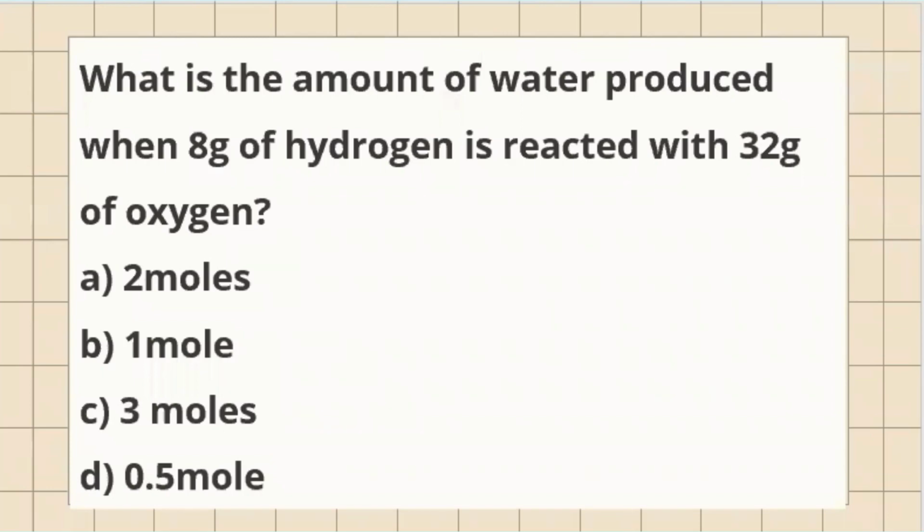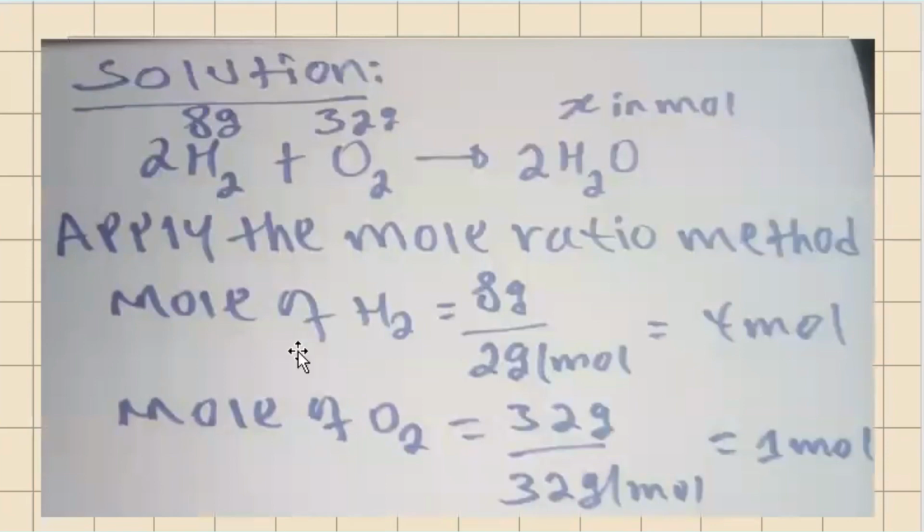Okay, the next question. What is the amount of water produced when 8 gram of hydrogen is reacted with 32 gram of what? Oxygen. We have two given amounts of reactants, hydrogen and oxygen, which are 8 and 32 gram respectively. Then we are asked to find the amount of what? The product or yield. Okay, solution. First write the balanced chemical equation. Hydrogen reacted with oxygen to produce water. 8 gram of hydrogen is given. 32 gram of oxygen also is given.